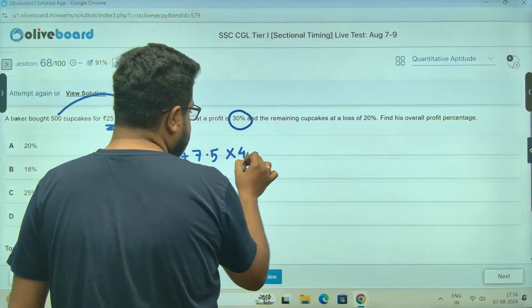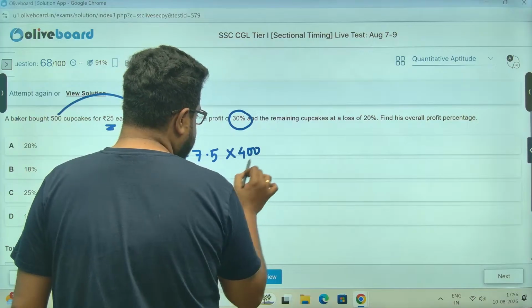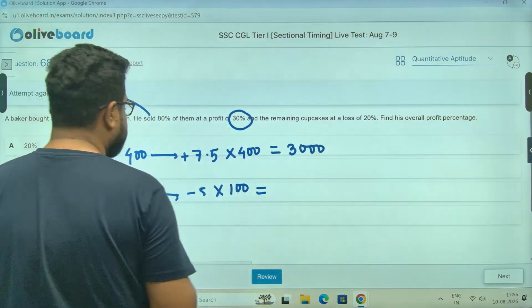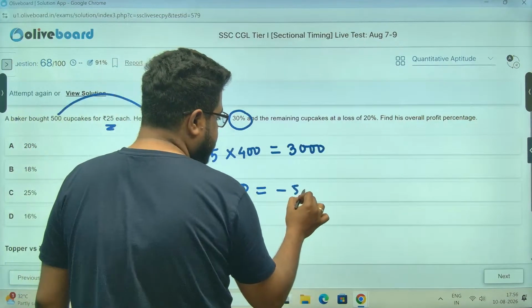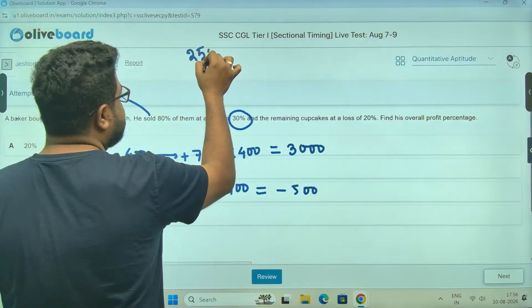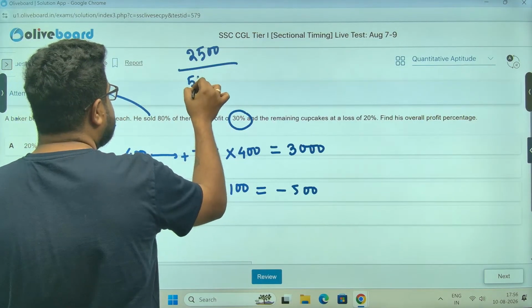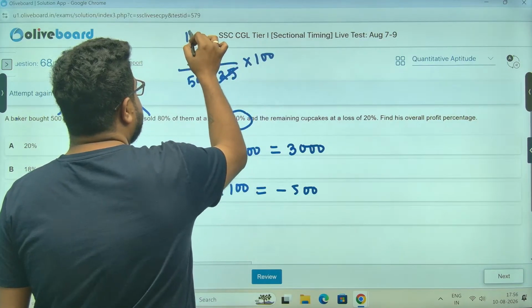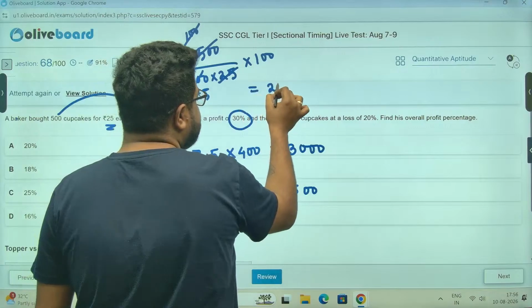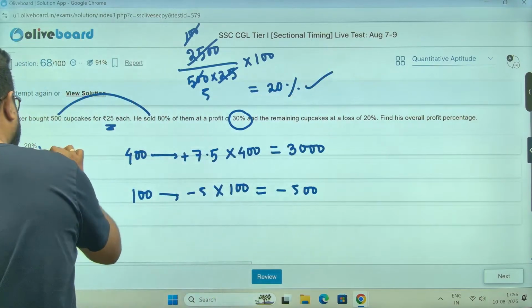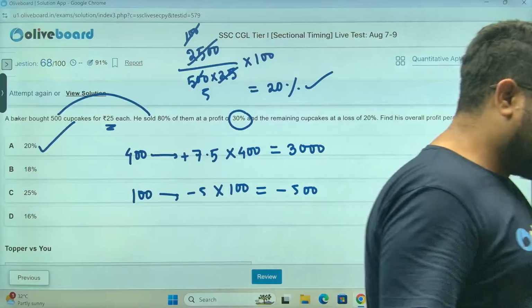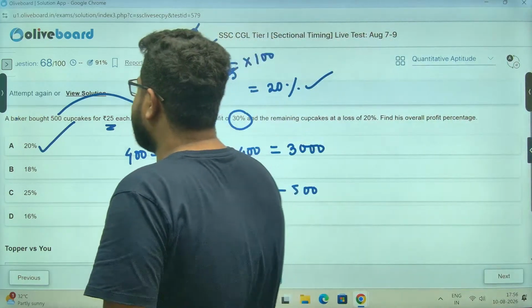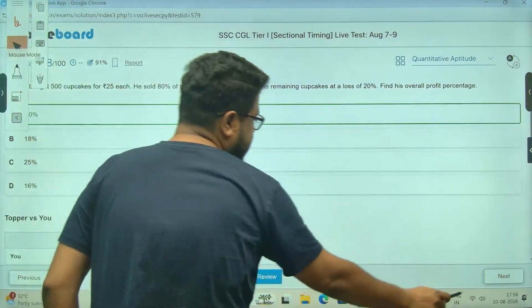So total profit will be 15 into this, which is 3,000 rupees, and the total loss will be 5 into this, so minus 500. So total profit is 2,500 rupees, that is 3,000 minus 500. Out of total CP, which was 500 into 25 into 100, this is 1 by 5, which is 20%. Option A is your correct answer. You could have used allegation or weighted average as well.